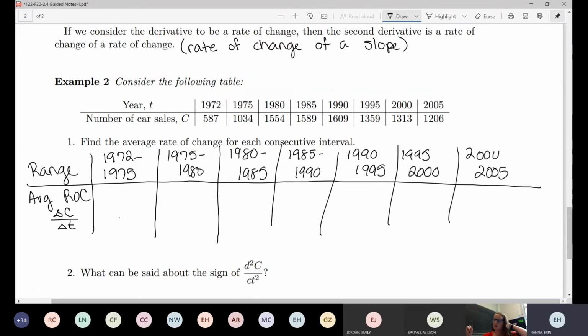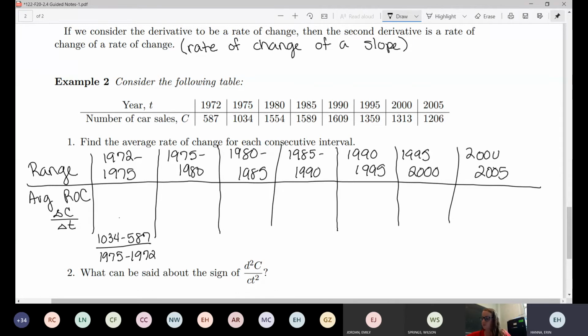Okay. I'm going to do 2 of these in full, and then I'm just going to tell you what the rest of them are. And if you really have a question on it, let me know. But these are just our average rates of change. So say for 1972 to 1975, we'd be taking our 1034 minus 587 divided by 1975 minus 1972.